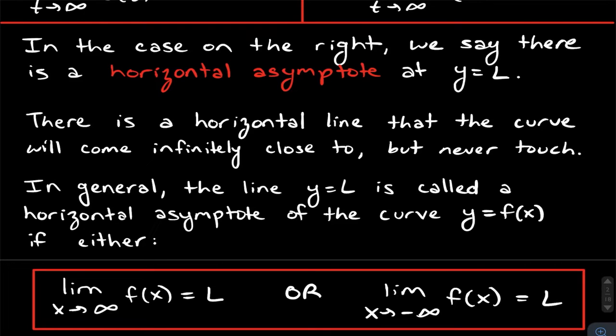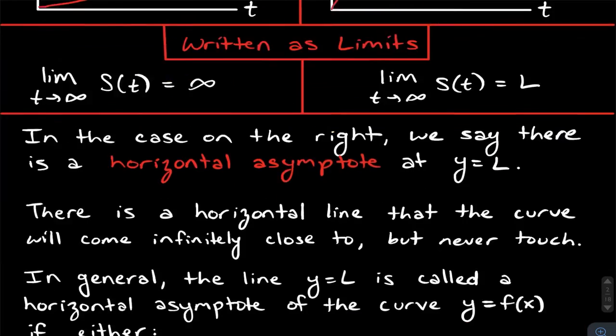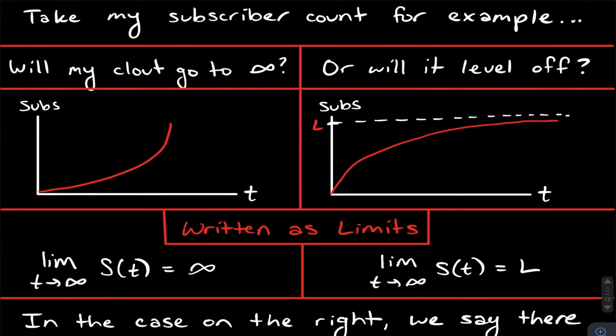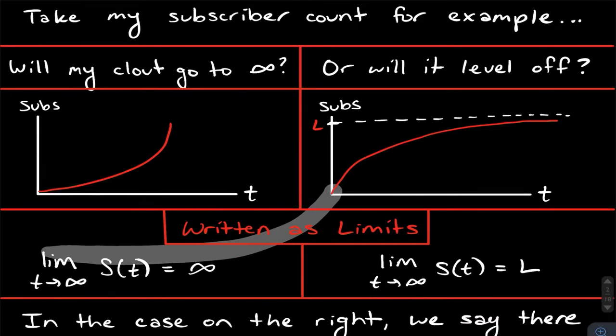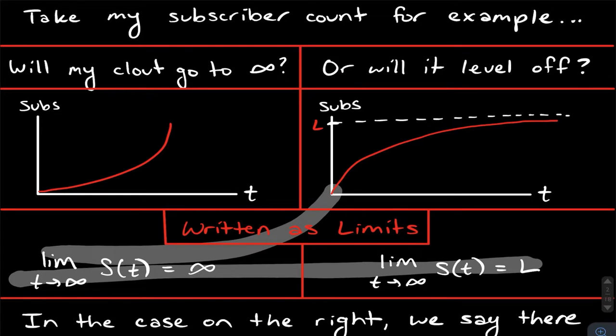Now, this line is going to be called a horizontal asymptote if it doesn't have to just be a limit as your x value, your independent variable, approaches infinity, right? You could also talk about negative infinity, right? Because we could have a horizontal asymptote. Let's say that this graph extended and it went down here, and maybe there's some line down here that it gets infinitely close to but never touches. There'd be another horizontal asymptote down here.